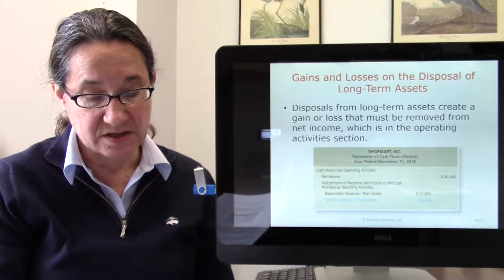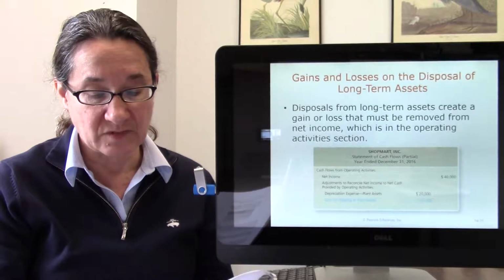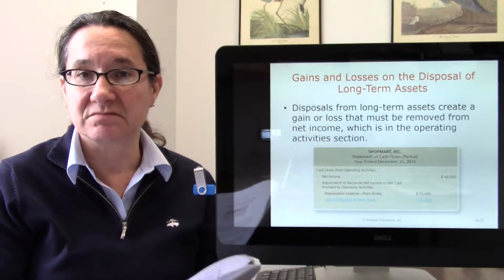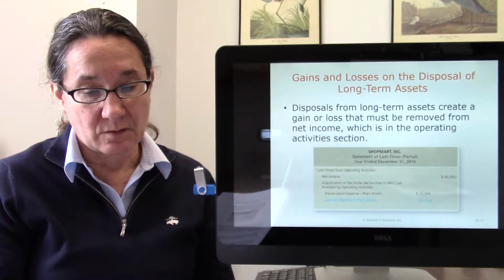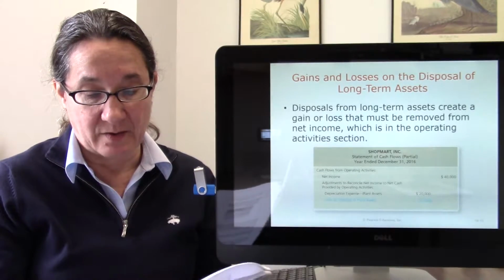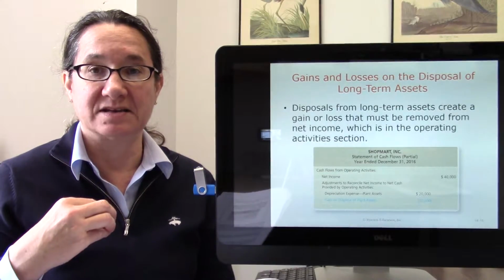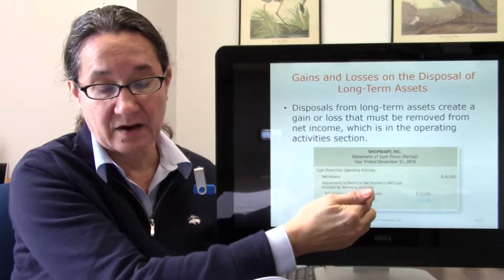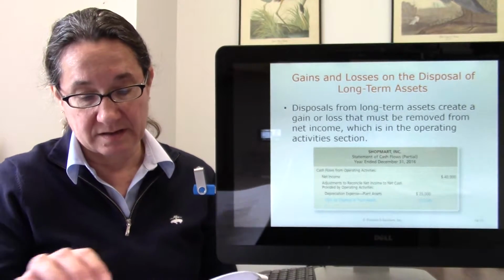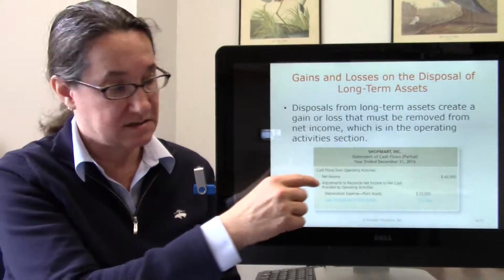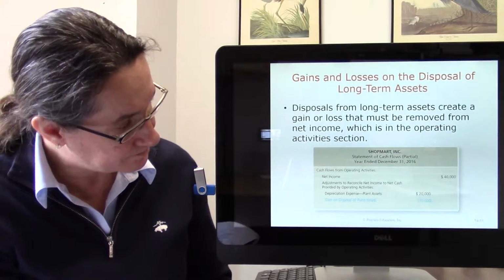So let's suppose you had a plant asset and you had a gain on it. All right, you sold the delivery truck. You sold some old office furniture, right? And you had a gain. Well, if you have a gain, that would have increased your net income. So we need to take it out of the operating activities. So if you had a gain when you sold something, you take it out. If you had a loss, you add it back in. So that's adjusting the net income so we can get our correct cash.